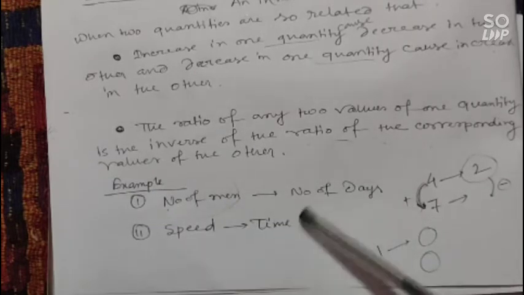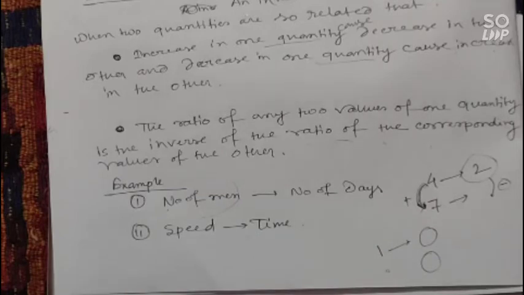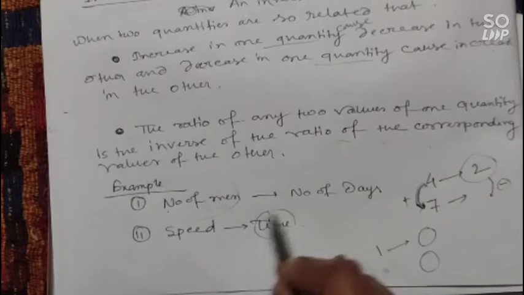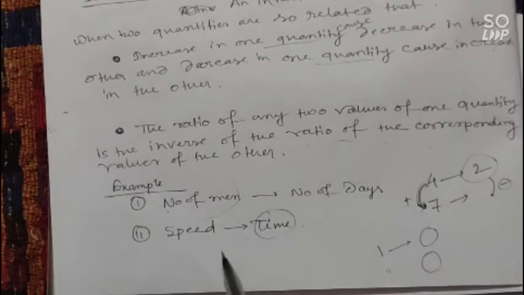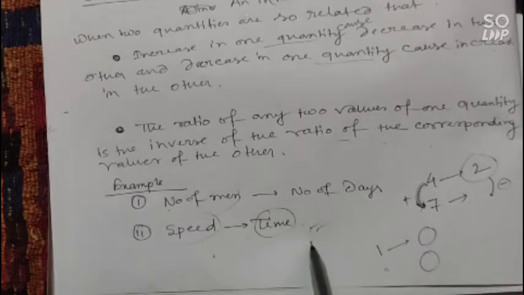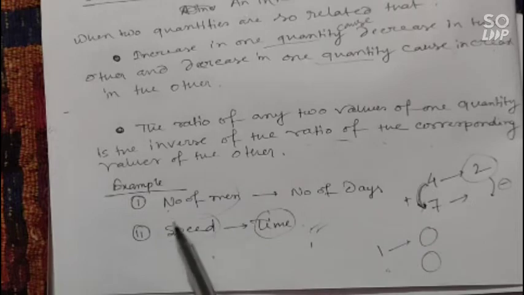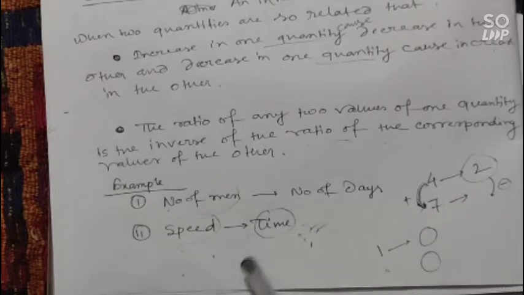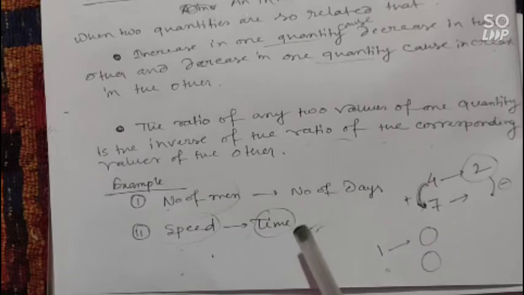Then speed and time. If you increase the speed of your car, then the time will decrease. স্পিড, গাড়ির স্পিড যদি বাড়ানো হয় তাহলে টাইমটা কম লাগবে। তাহলে আমরা দেখতে পাচ্ছি যে when the speed increases, then the time will decrease. So speed and time will be in inverse variation. So the ratio of two values of speed is equal to the inverse of the two values of time.